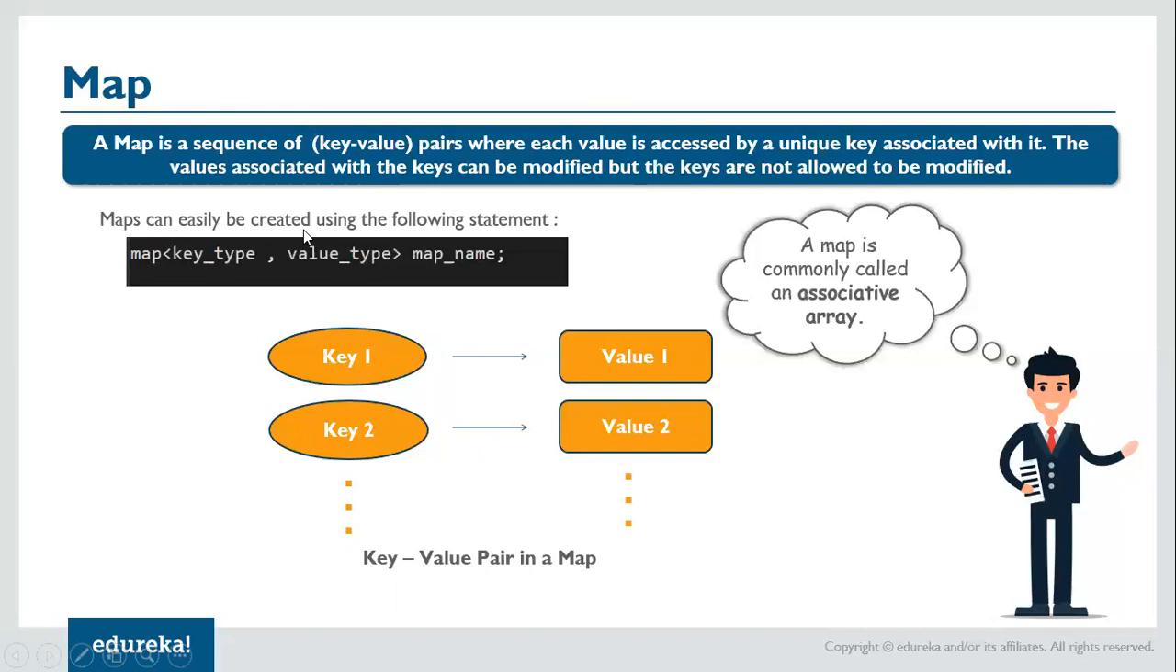So a map can be created using the following statement. You write map, then you specify the key type and the value type, and you give the name of the map, for example. A map is commonly called an associative array. This is a commonly used name in the case of a map. So against a key, you store a value in the map. Like this, you can have multiple keys, and you can store a single value against a given key. And this key value pair is unique in nature.